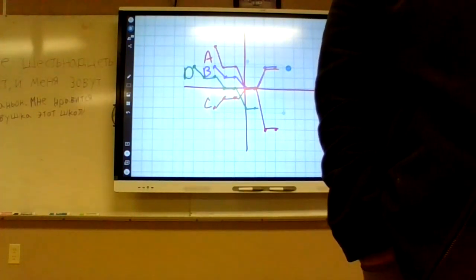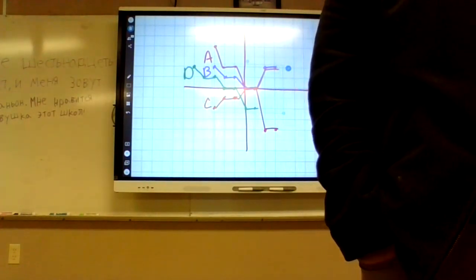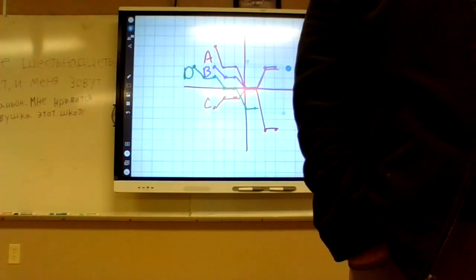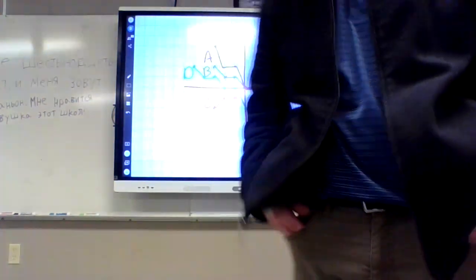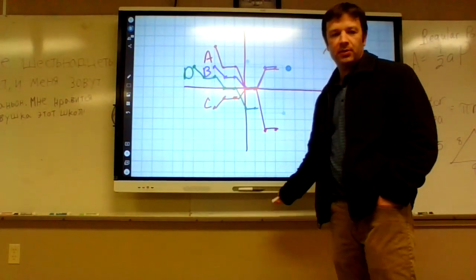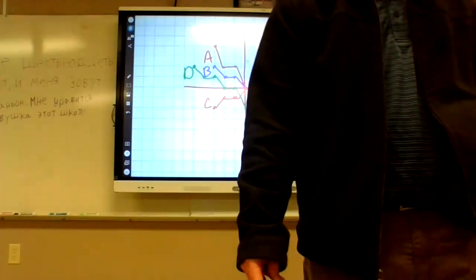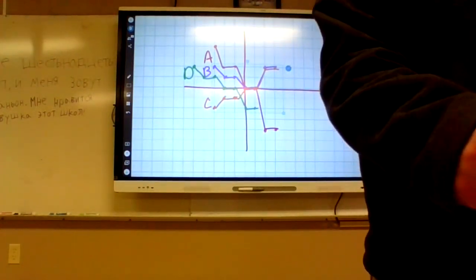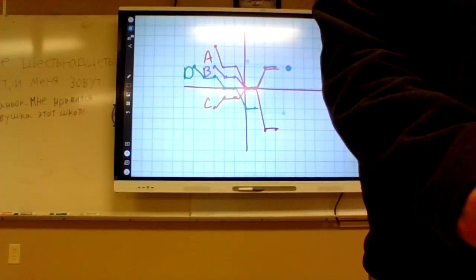Number 9. Which of the two functions, blah, blah, blah, or blah, blah, blah, has an inverse? Do you guys remember how we did inverses? I remember. The horizontal line test. Yes, a horizontal line test. The 3 plus x squared thingy.